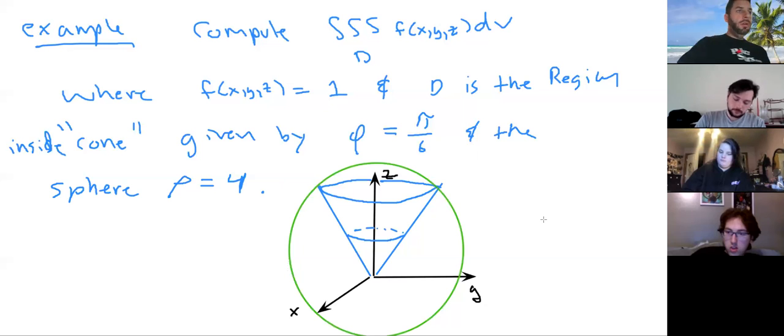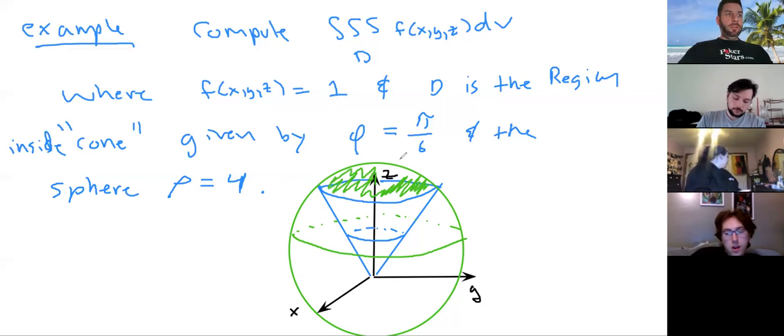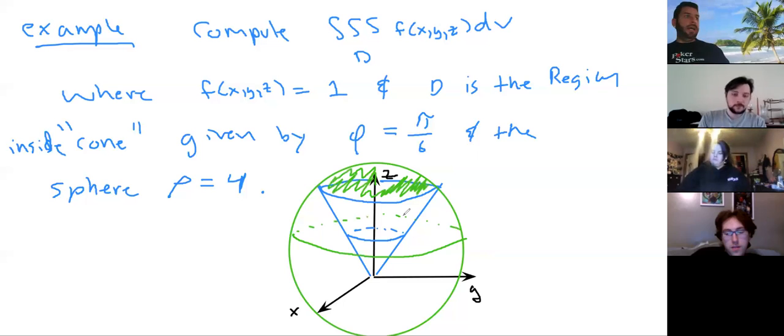All right, so the idea is, though, what we're interested in is the area under this sphere. You have to imagine this is some sphere. And so the region I'm interested in is this sort of ice cream cap. This is what we're interested in. We're interested in the region inside the cone and the sphere rho equals 4.